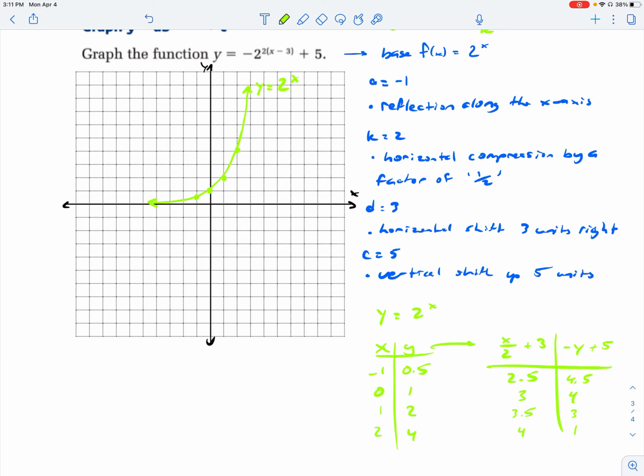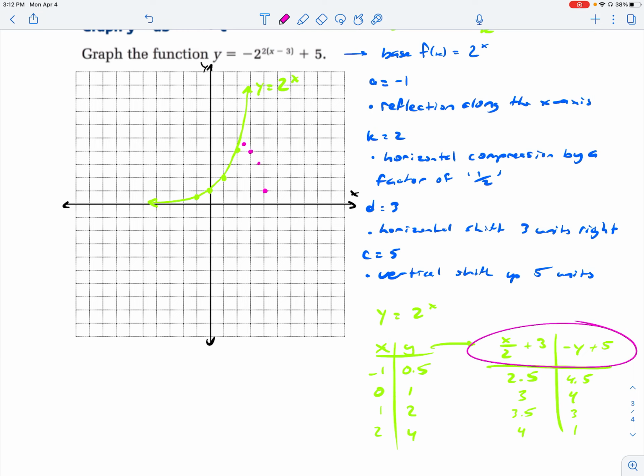Okay, and now my transformed one, I'll do this in pink. So using all those points, 2.5, 4.5. So 2.5 up 4.5. That's right here. 3, 4, which is right here. Oh, sorry, I got to go below. 3, 4. That's right here. And 3.5, 3 is right here. And then we have 4, 1.